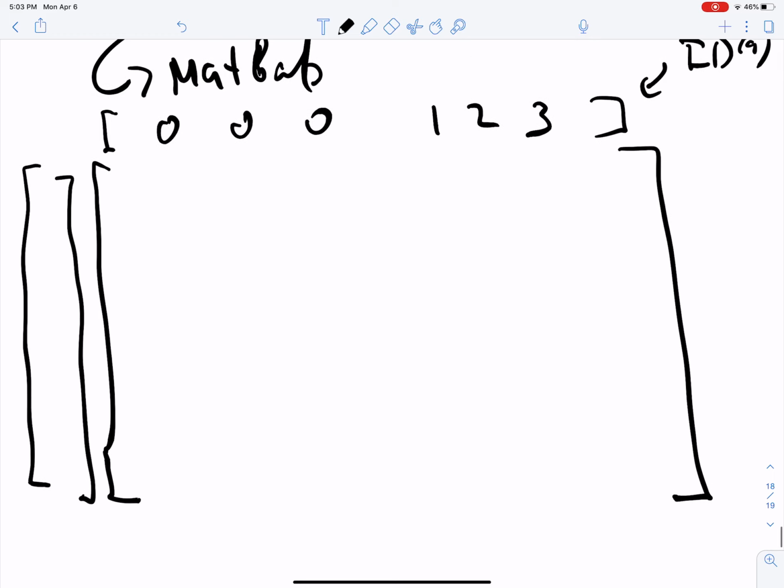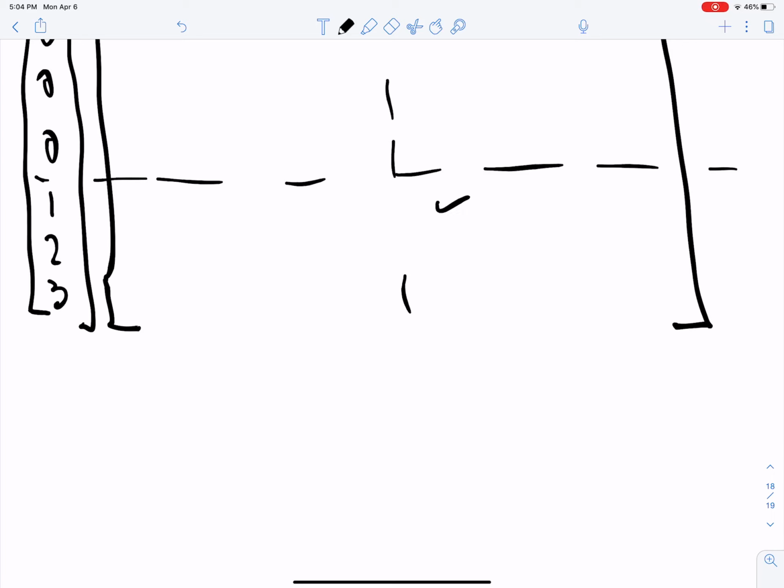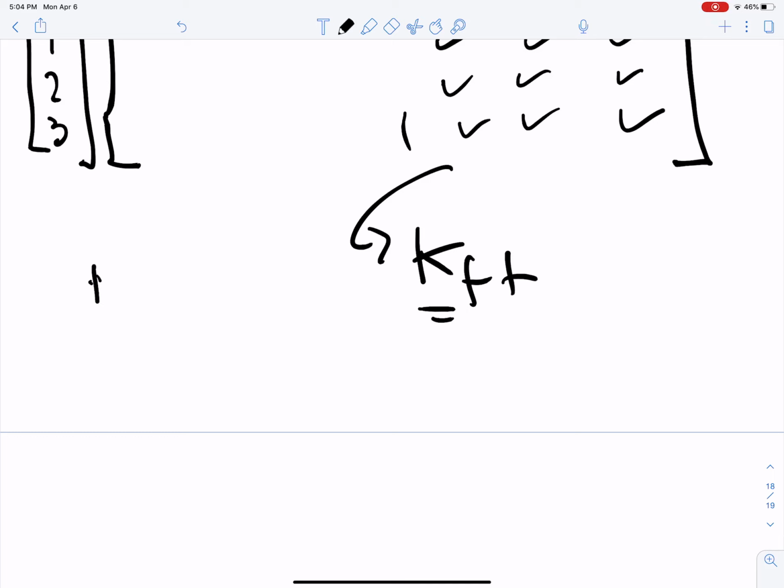At this point, you've done enough problems to do this more or less automatically. As a result, the only contribution that's non-zero is here. You're going to have a 3 by 3 block, and that 3 by 3 block will directly go to KFF. And for the exact expressions, I urge you to look at page 436.